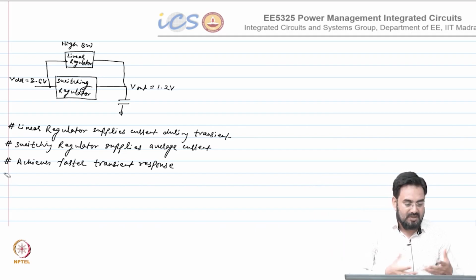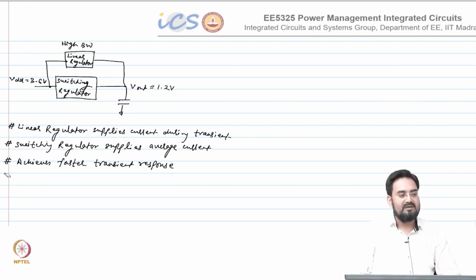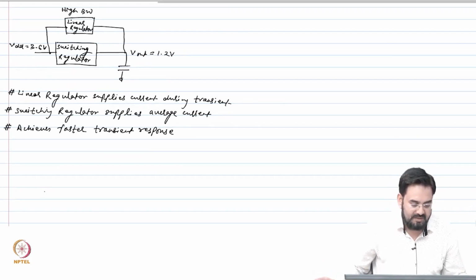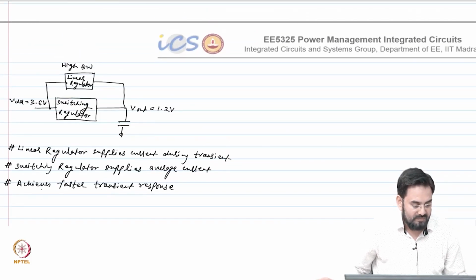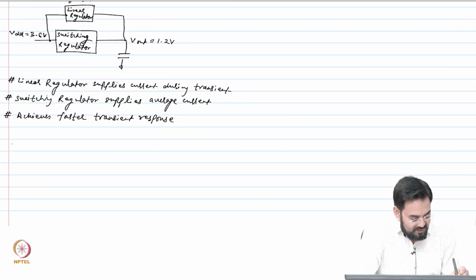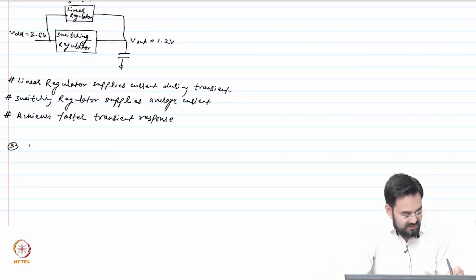Okay. So, it depends what kind of system you have. If you require this thing, then you can add this linear regulator in parallel and basically get a better transient response. Okay. Obviously, the third application could be a regular power supply.